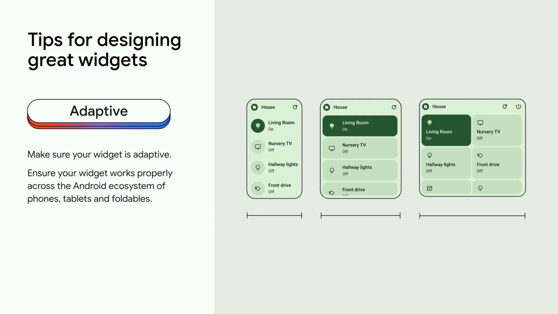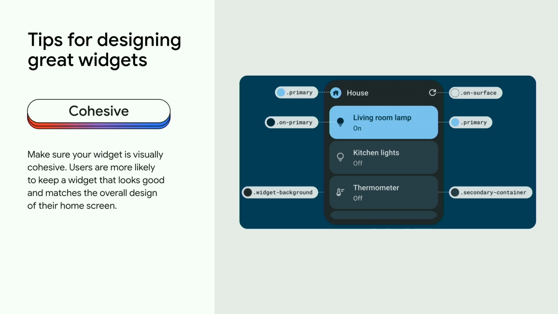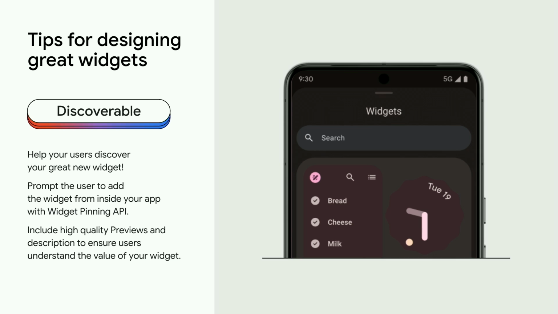Consider widget adaptivity. Ensure your widget works properly across the Android ecosystem of phones, tablets, and foldables. Make sure your widget is visually cohesive. And what I mean by this is users are more likely to use a widget that looks good and matches the overall design of their home screen. So take advantage of system color palettes, typefaces, and corner radii to ensure your widget is complementary to the system UI.